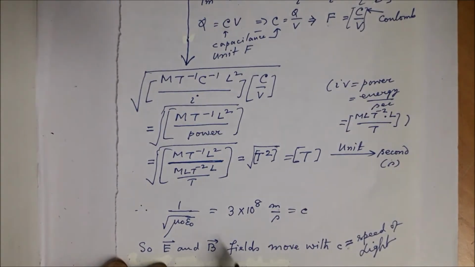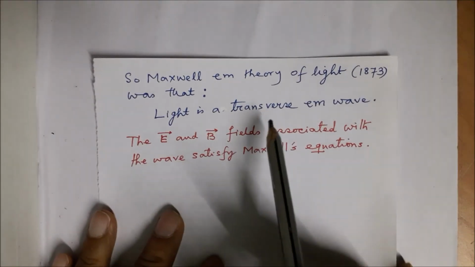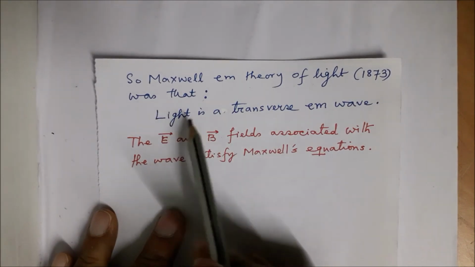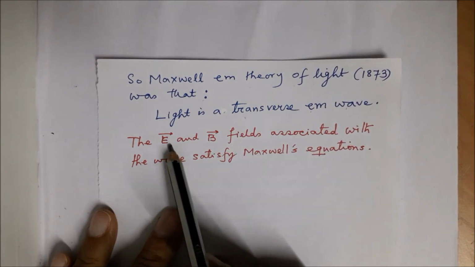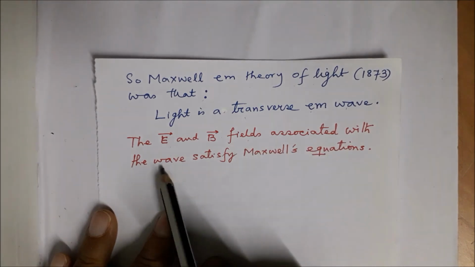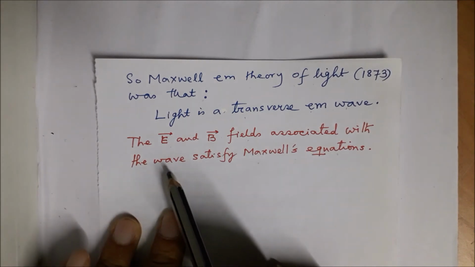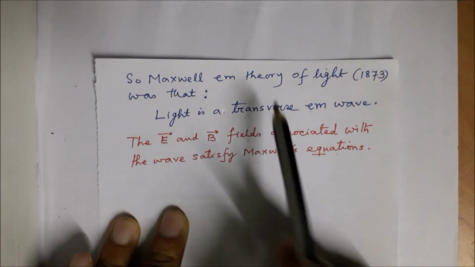So E and B fields therefore move with c, which is the speed of light. In 1873, therefore, through these calculations, Maxwell established the electromagnetic theory of light, the essence of which was that light is a transverse electromagnetic wave. The E and B fields associated with the wave satisfy Maxwell's equations. A wave means light wave, which is essentially an electromagnetic wave as shown by Maxwell's electromagnetic theory.